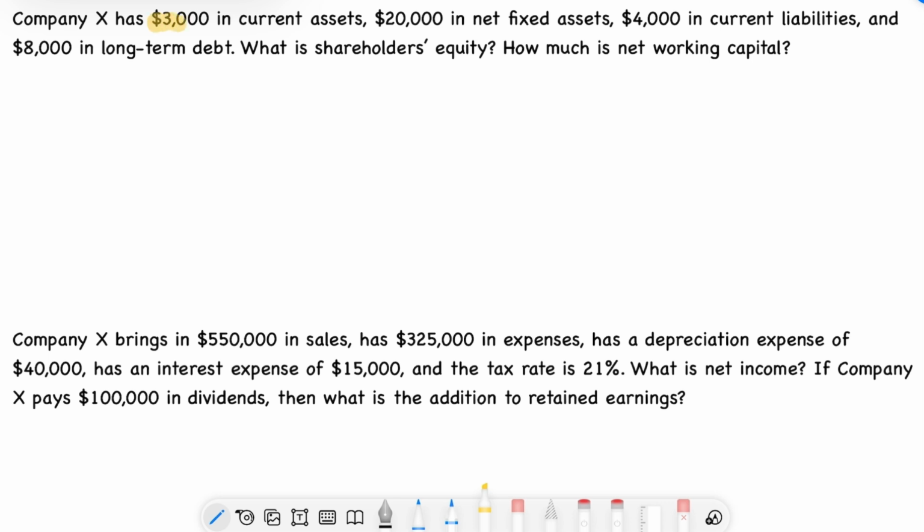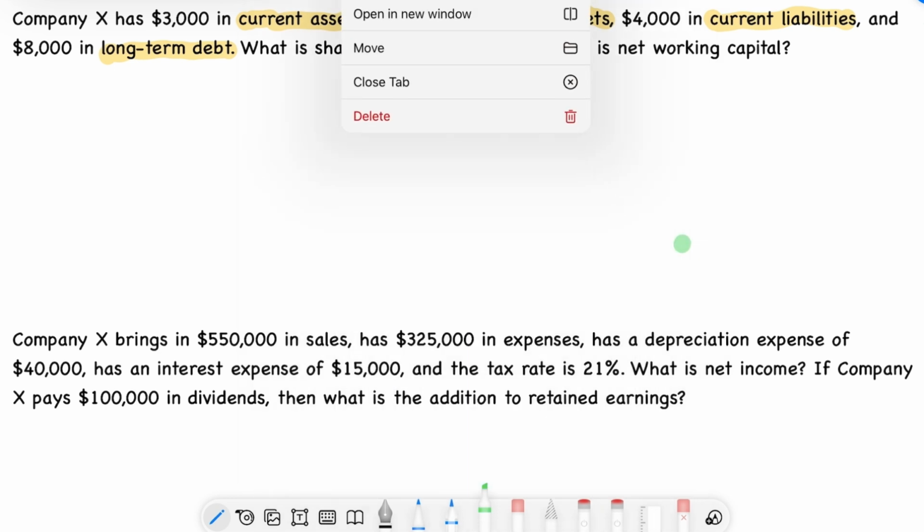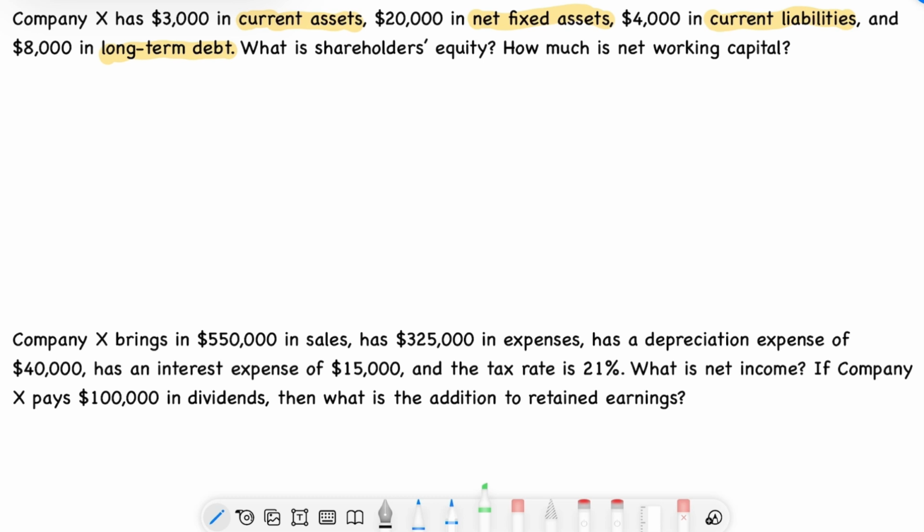So we're given current assets. Yeah, we're given current assets. We're given net fixed assets. We're given current liabilities. And we're given long-term debt. And then in a different color, I want to highlight what we want. So what we want is shareholder equity and net working capital.